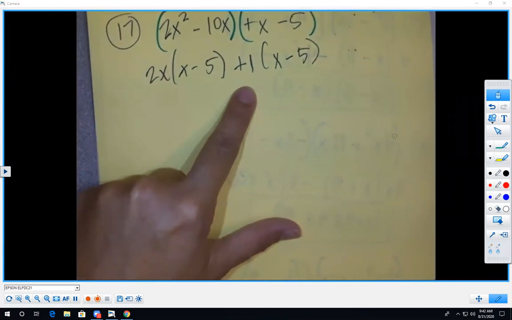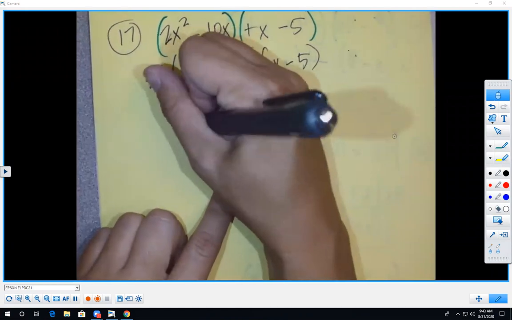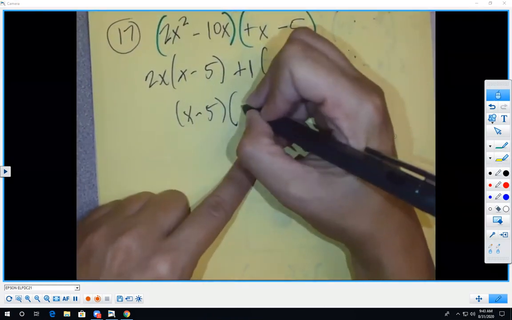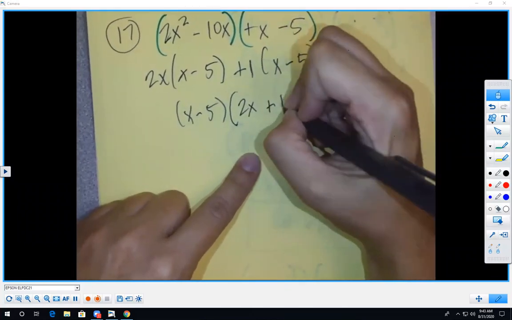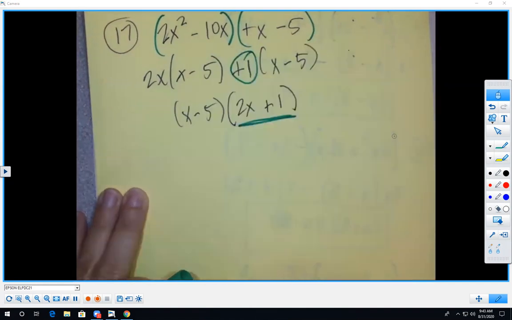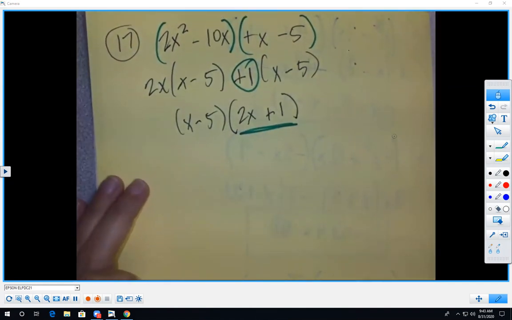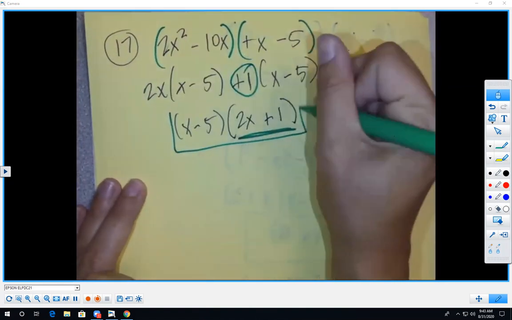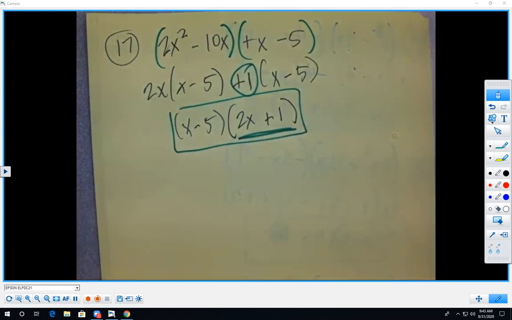So now they have x minus 5 in common. When I pull out an x minus 5, left over is 2x plus 1. Do you see how if you didn't stick that 1 in front, it might be confusing to write your answer there? Okay, so even though it seems silly to put a 1 there, go ahead and just stick a 1 if there's nothing in common, so that it makes it easier to write your answer at the end. Questions about that?